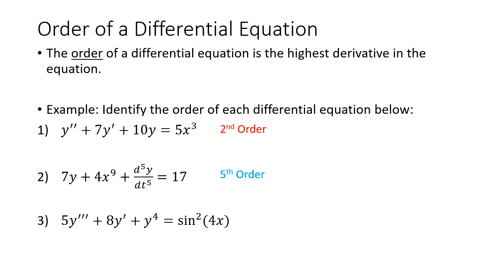Next, look at the last equation. For the last equation, we have 5 times y triple prime plus 8y prime plus y raised to the fourth power is equal to sine squared of 4x. In this case, y raised to the fourth power and sine squared of 4x do not involve derivatives, so those do not affect the order. Instead, the order only depends on what the highest derivative is. Y prime is a first derivative, and y triple prime is a third derivative. The highest of the two is the third derivative, and so this is third order.